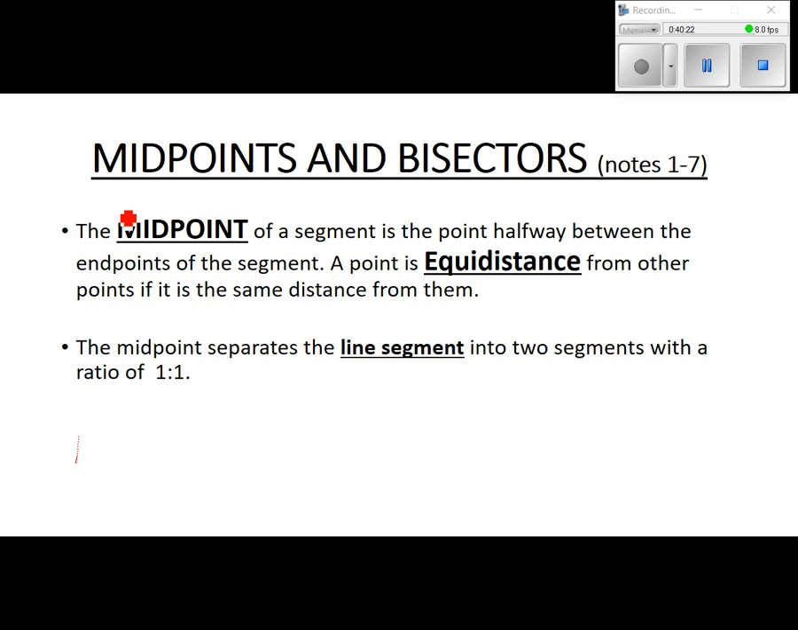Midpoint of a segment is a point halfway between the two endpoints. So if I'm looking at some segment NT, the midpoint is the point that's halfway, and we'll call this B right there. If that's the case, what do I know about segment NB and segment BT? They're equal. What's the geometrical word for that? Equidistant. They are congruent. So we know that those two segments have to be congruent.